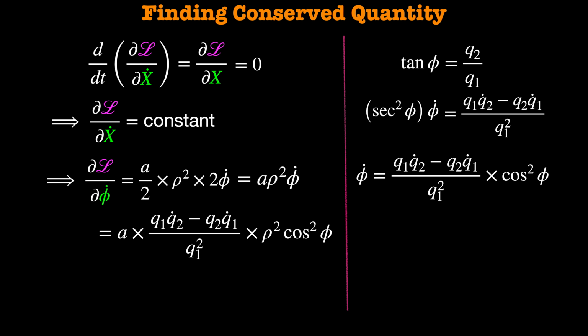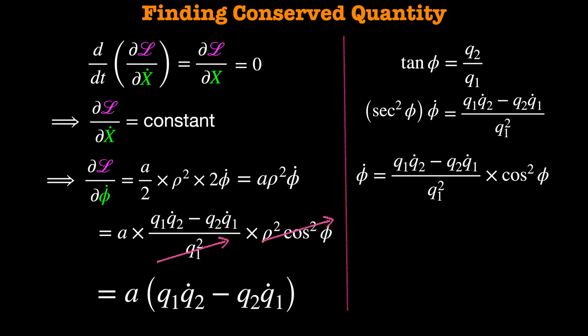Now you can see that our rho square cos square phi was q1 square, because we have defined the q in that way. So q1 was rho cos phi. So you can simply cancel these two terms. Okay. So now your del L by del phi dot becomes a times q1 q2 dot minus q2 q1 dot. So this will be your conserved quantity.